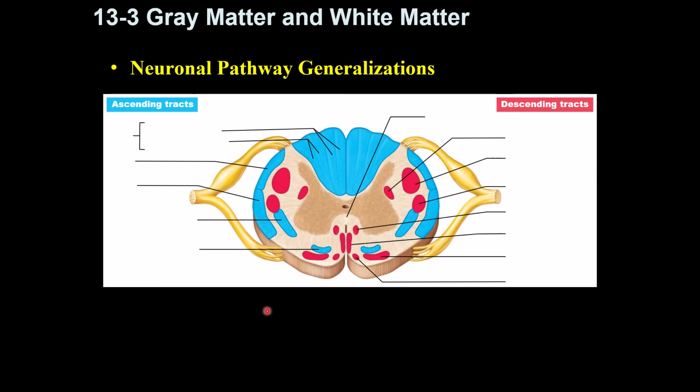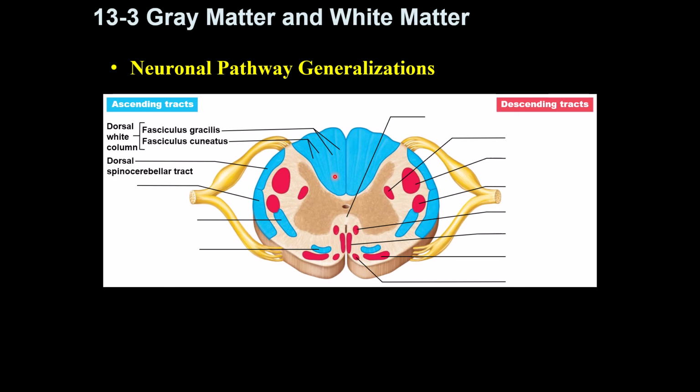So let's talk about the tracts here. You can see that it is divided into two different colors. In reality, it's not like that, but just for representation, you can see it like that. So ascending ones are the sensory, and descending ones are the motor ones. So let's talk about the sensory ones. This is the dorsal white column, and that's made of the fasciculus gracilis and fasciculus cuneatus. Fasciculus means tract, and gracilis is coming from the lower extremity, and cuneatus is coming from the upper extremity.